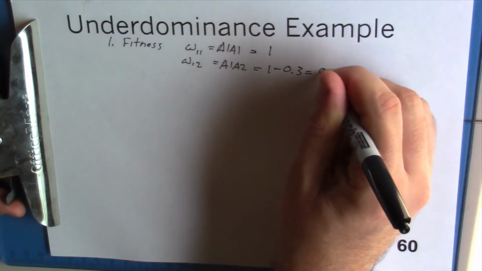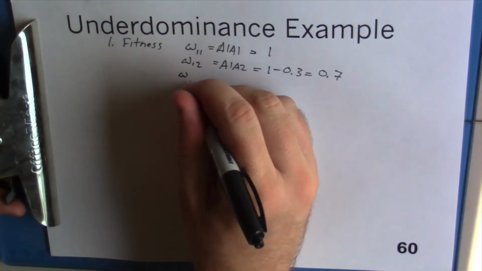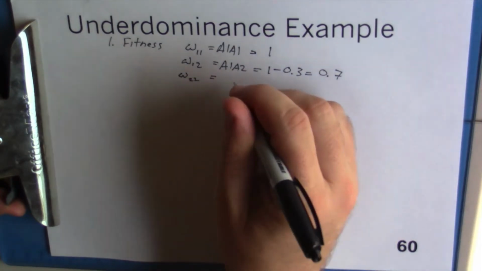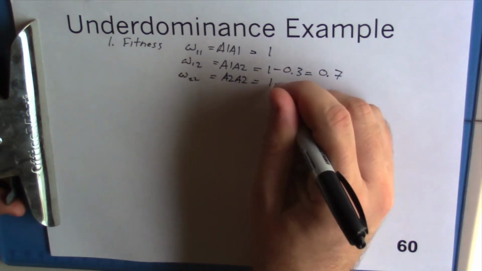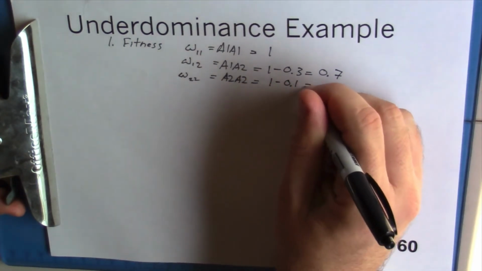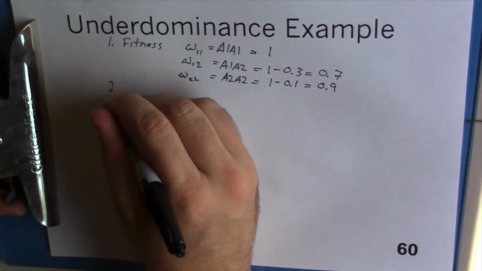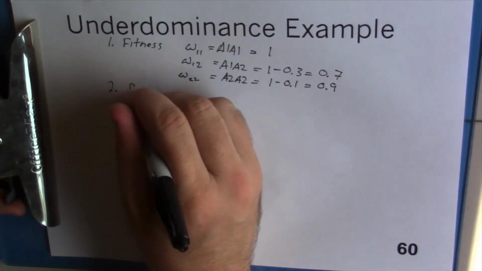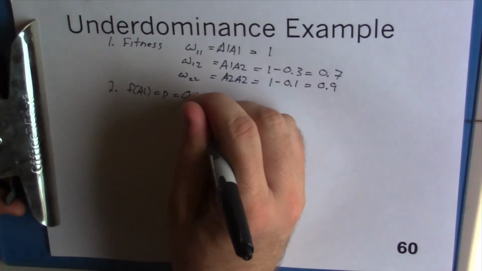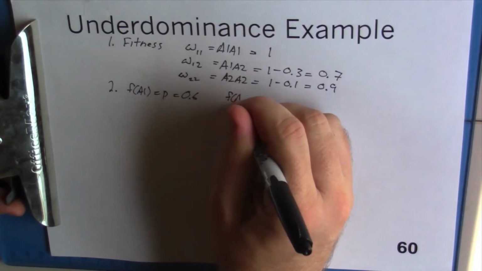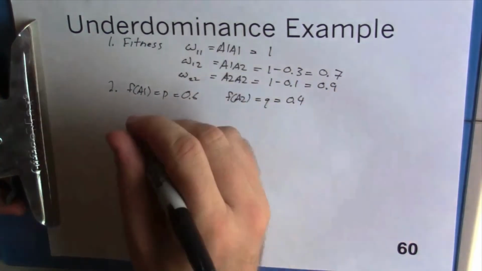30% of them are dying, so the fitness is 0.7. And the fitness of the other homozygote is equal to 1 minus 0.1, 0.9. We are given the allele frequencies in the problem, so the frequency of A1 is 0.6, and the frequency of A2 equals 0.4.